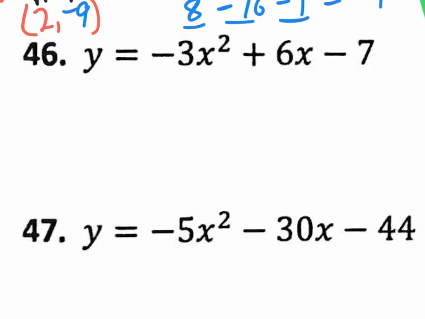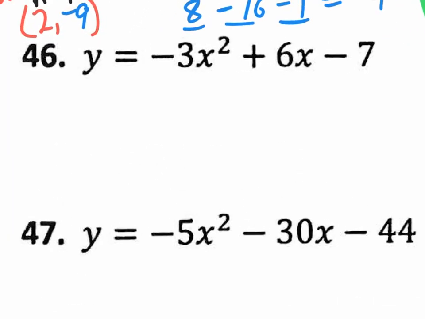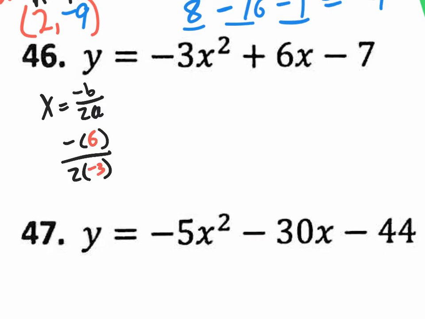Let's jump to number 46. Once again, we're going to go with x equals negative b over 2 times a. So we go negative parenthesis over 2 times parenthesis. The b value is 6, the a value is negative 3. You can end up with negative 6 over negative 6, which means that your x value is positive 1. So the vertex x value is positive 1.